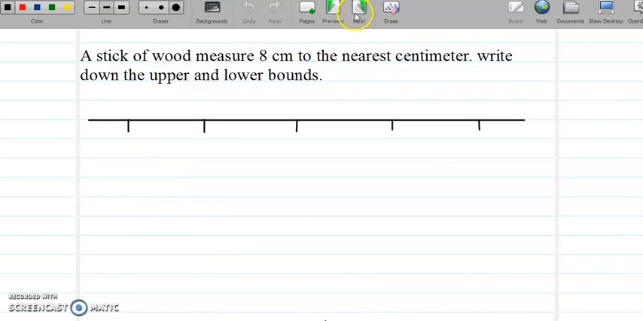Okay, now if we are asked to find, for example, here it says that a stick of wood measured 8 cm to the nearest centimeter. Write down the upper and the lower boundary. If we are asked to find the upper and lower boundary of this, let's consider the number line. If I have this place to be 8, here 7, 6, here 9, and there 10.